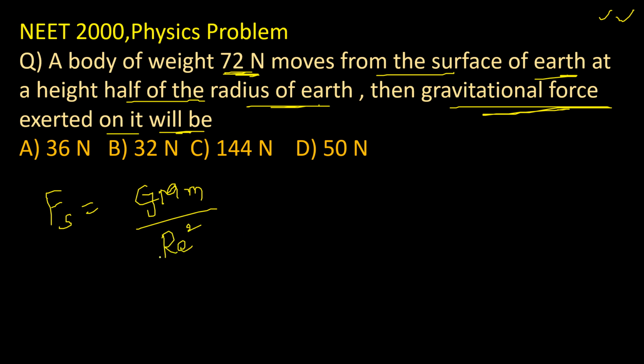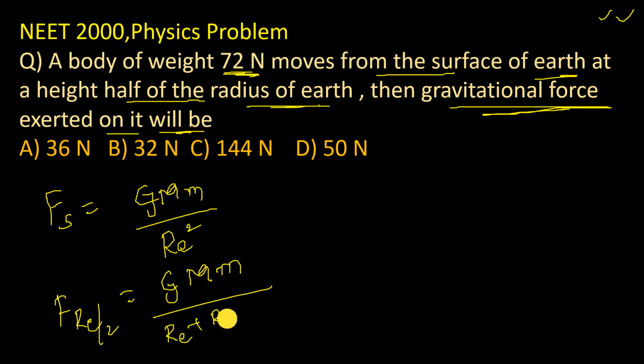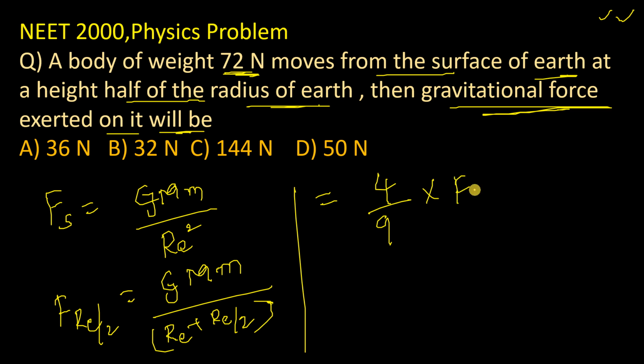If it is raised to half of the radius of the earth, the formula becomes G M m by (Re + Re by 2) whole square. Then that will become 4 by 9 into the force on the surface of the earth.